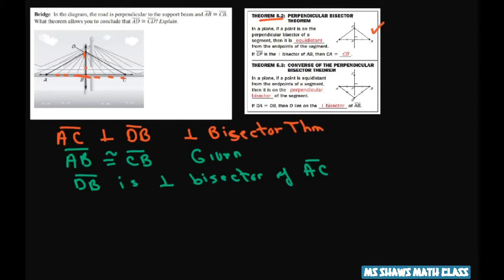Now, since D is on the perpendicular bisector of AC, a point is on the perpendicular bisector. So C is on the perpendicular bisector. So is P here. In our case, it's D and B. So since D is on the perpendicular bisector of AC here, that means it is equidistant, I'm just reading the theorem, from A and C.